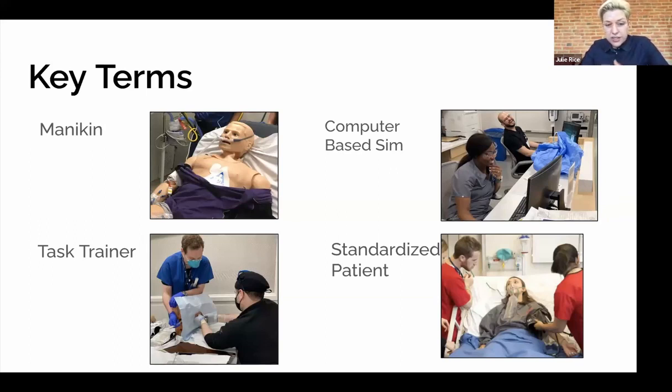Task trainers, you can see down here 2 residents that are helping each other learn how to perform a lumbar puncture. That task trainer just usually has a small part of the body. For example, a wrist with an arterial line trainer, or a small portion of the spine with a lumbar puncture trainer. And these are meant to just focus on that skill, whatever task is being trained.